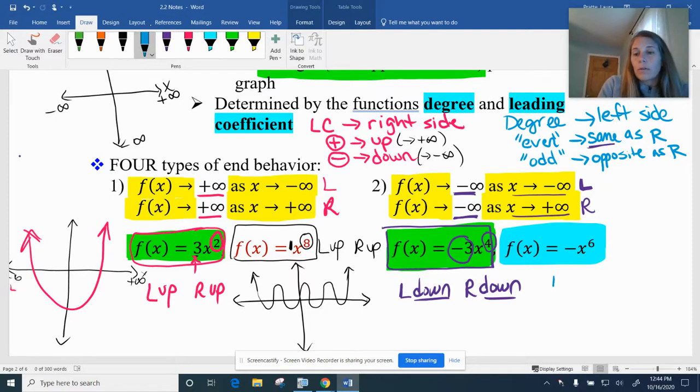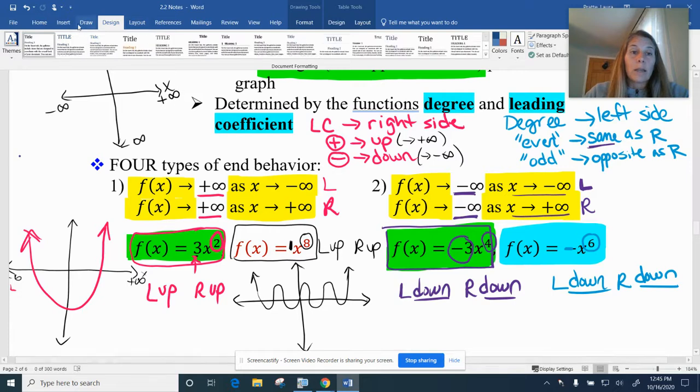So this one here, what's the left going to do? What's the right going to do? Negative a value, so the right side is going to go down. And even exponent, so the left side's going to do the same thing and also go down. And then, of course, we would write that in there.